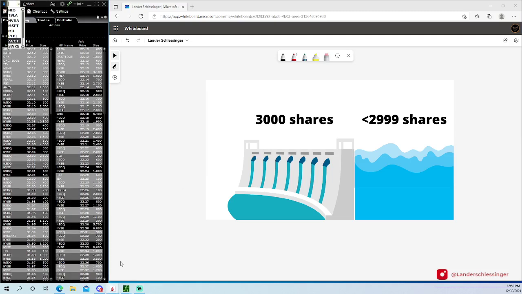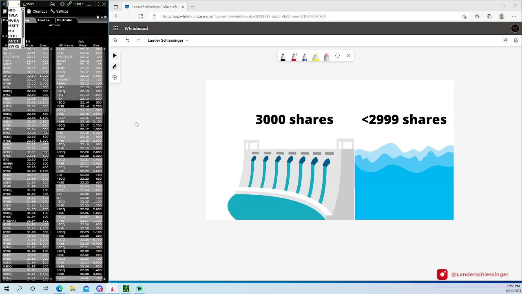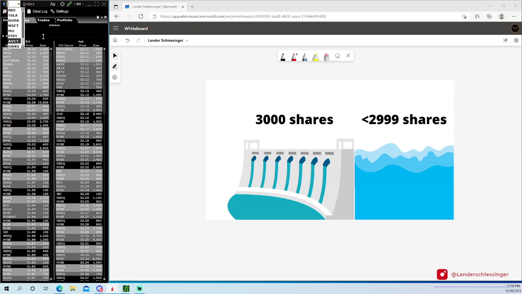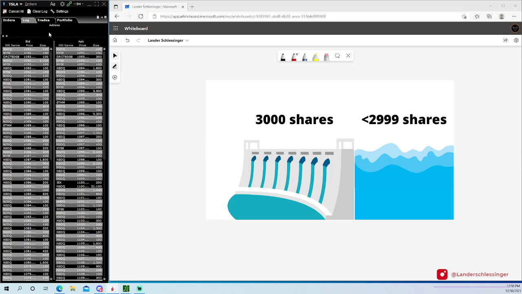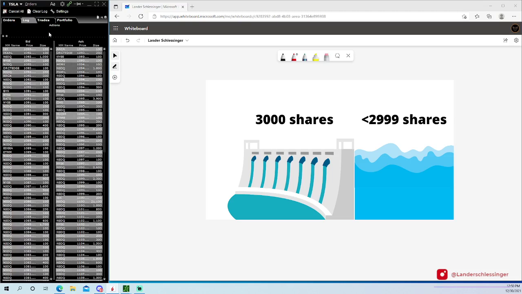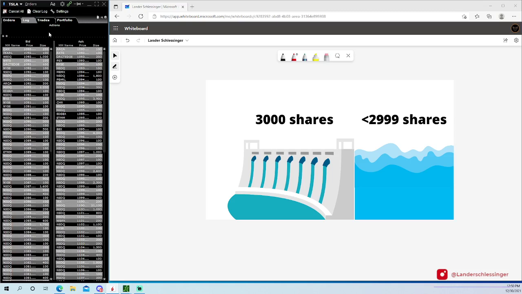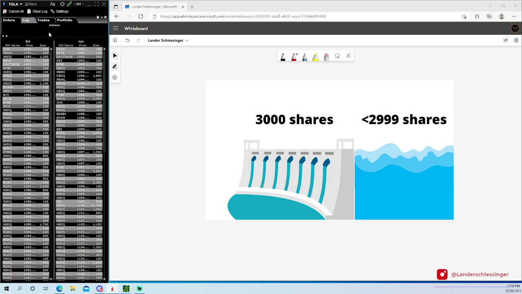So this is the level 2 on Interactive Brokers. Yours might be a little bit different if you're not on Interactive. But this is Interactive. I'll post another video if you guys want on how to actually set this up. Today I'm going to go over just what the level 2 is and how it can help you as a trader and how to find those momentum breaks, right?